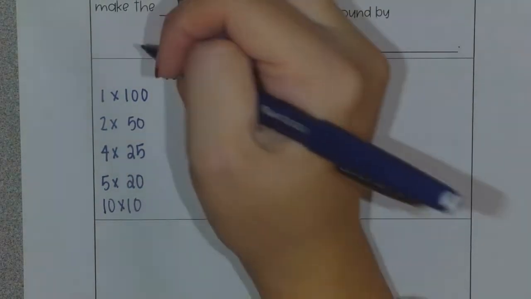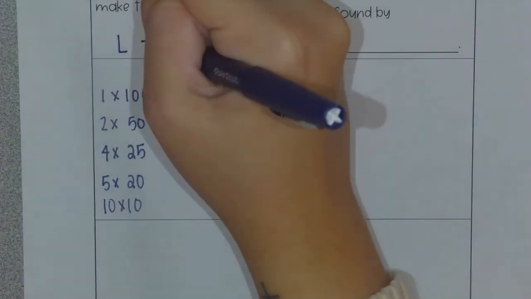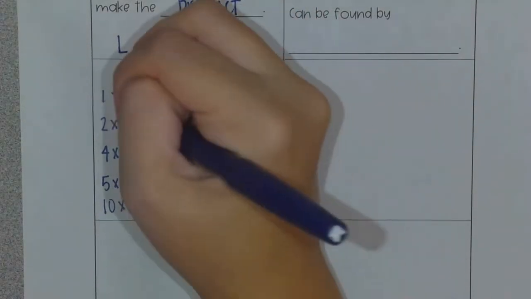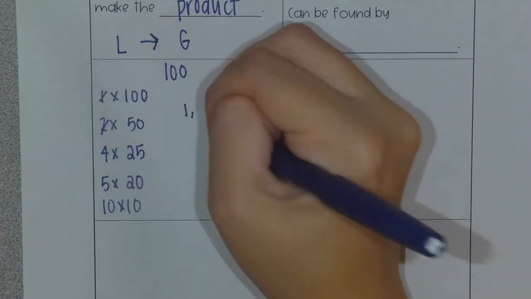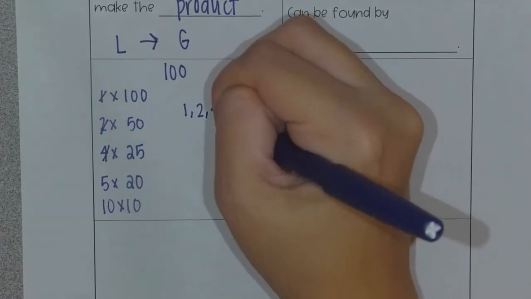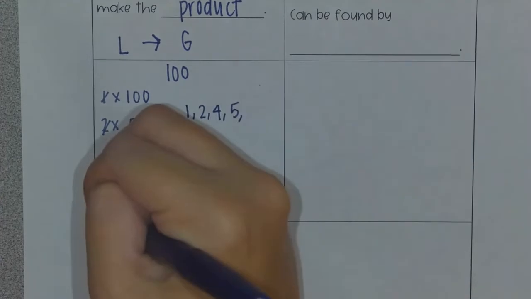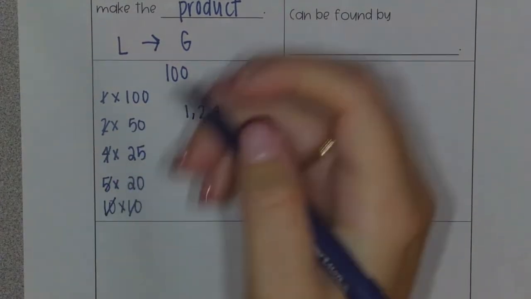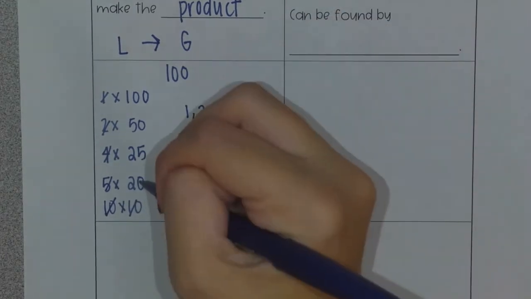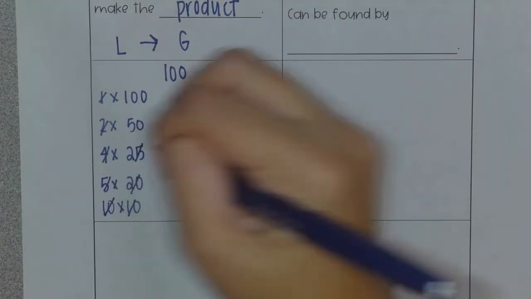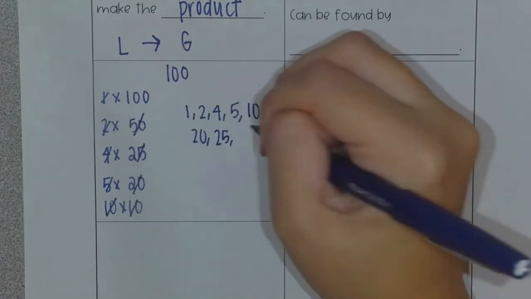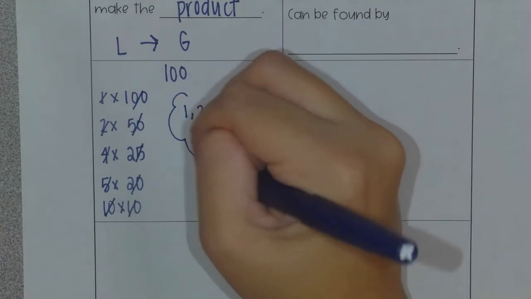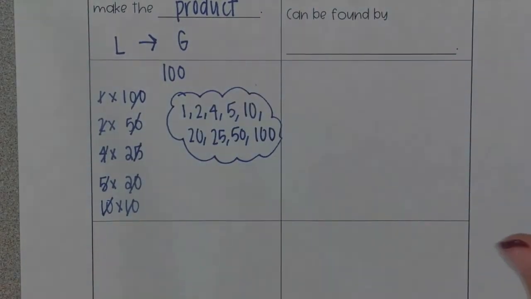But when I write it as a list, I want to make sure that I write the factors in list order from least to greatest. So I would start with 1, and I'm going to cross it off so I know that I've written it. Then I would have 2, and then 4, 5. Now, 10 appears on here twice, but we only have to write it one time. So 10, and then 20, 25, 50, and 100. So here is the list of all the factors of the number 100.